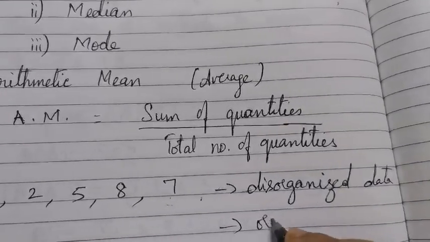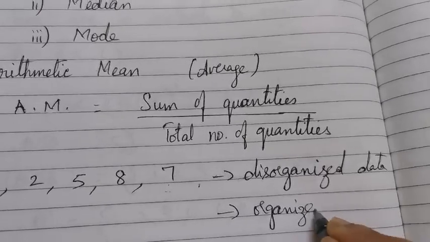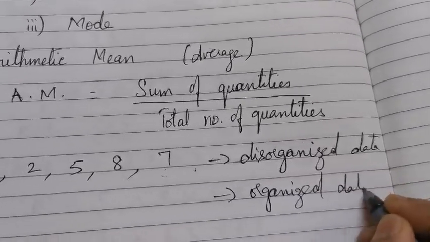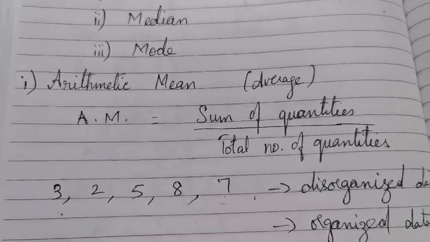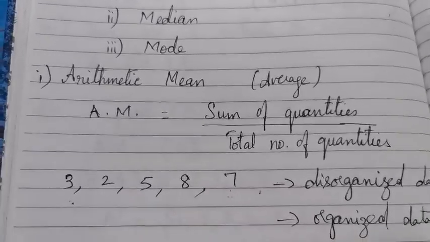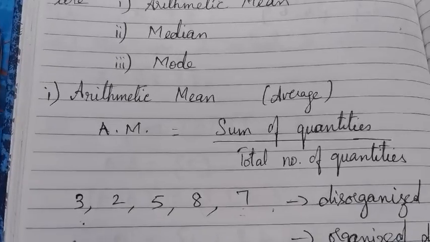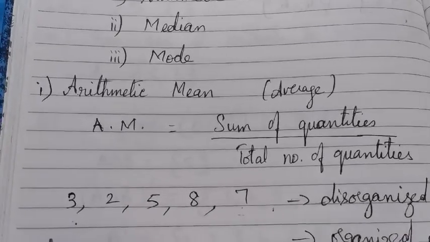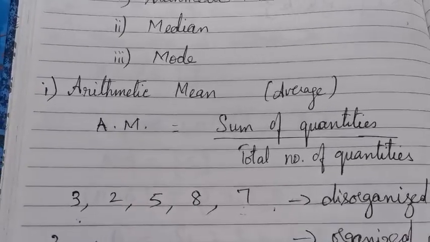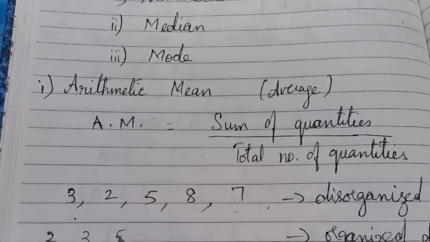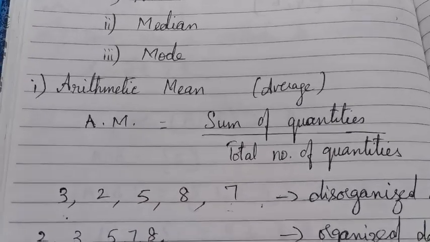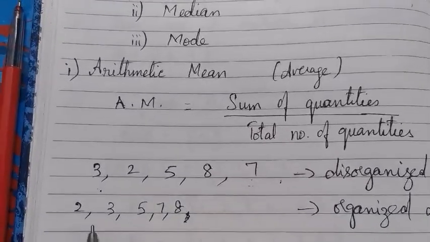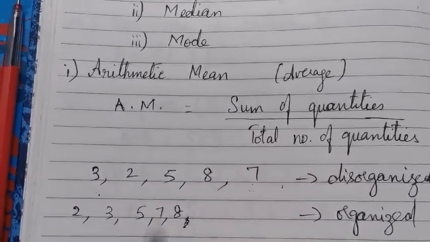Now I will organize it. So when I organize, I will either arrange it in ascending order or descending order. Generally it is arranged in ascending order. So 2 is the smallest, 3, 5, 7 and 8. So ascending order means from small to big.